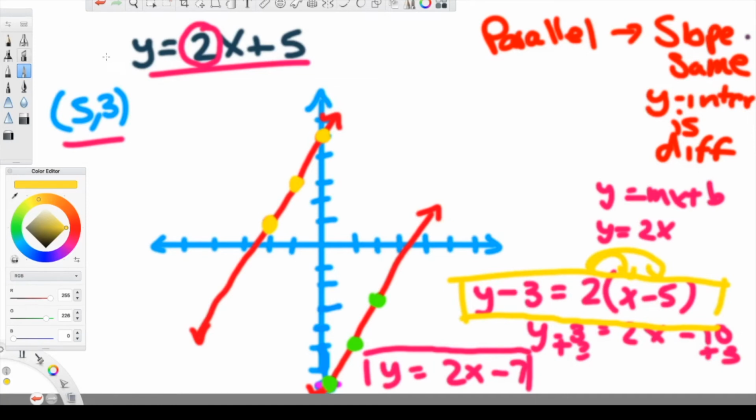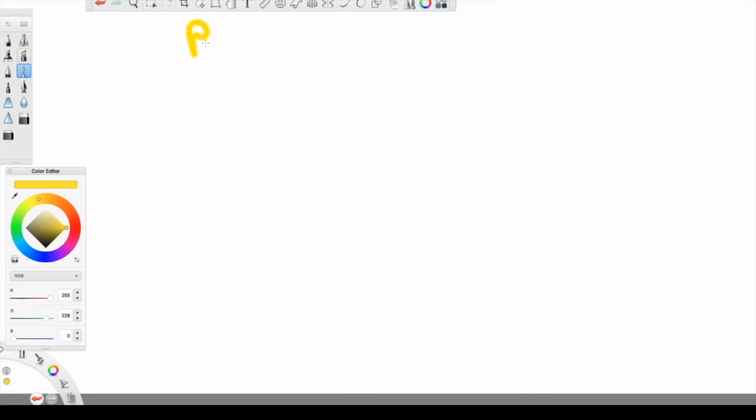Alright. Now let's talk about perpendicular lines. So I'm going to clear this. Perpendicular lines. I'm actually going to change the color. It's too bright. Let's do blue. Perpendicular lines. Now, perpendicular line.